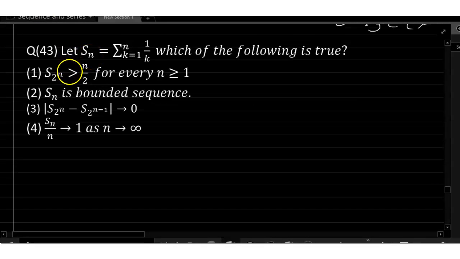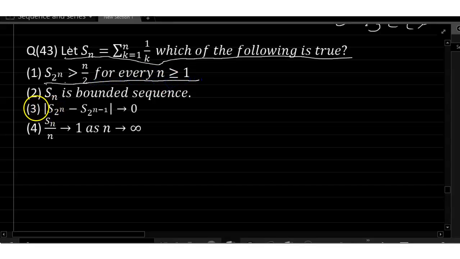Let Sn be the sum of k equals 1 to n of 1 by k. Which of the following is true? S of 2 to the power n is greater than n by 2. Sn is a bounded sequence, and S of 2 to the power n minus S of 2 to the power n minus 1 tends to 0, and Sn by n tends to 1.